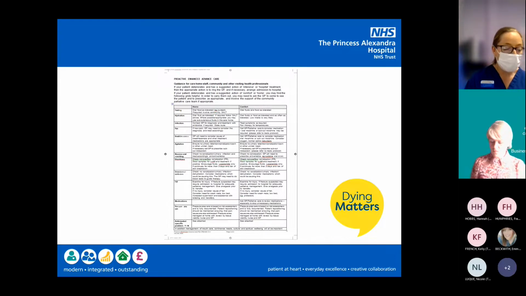Agitation is there, so we can give subcut midazolam for agitation if needed. It says ensure no urinary retention, constipation or pain, so treat any symptoms that are easy to treat, and then give sedatives if needed for the comfort of the patient. The other areas covered are infection.